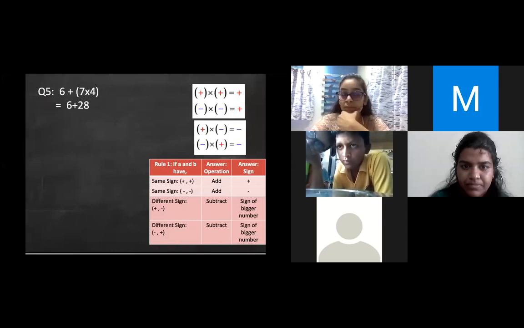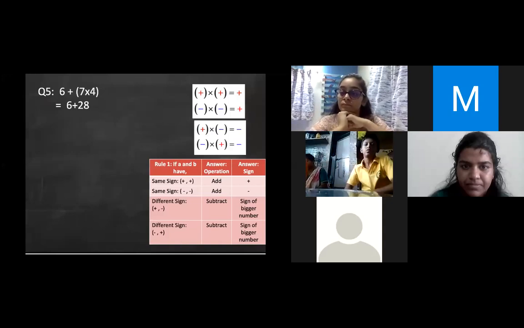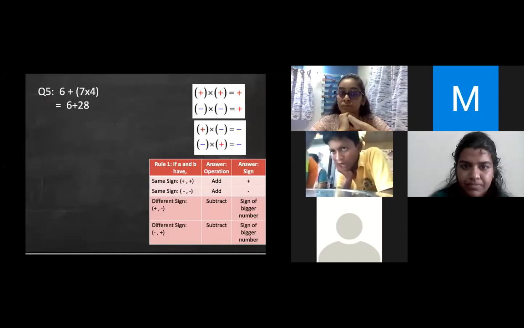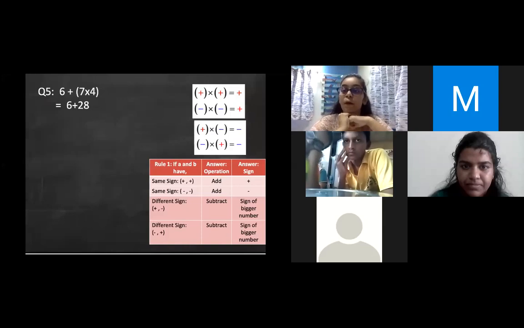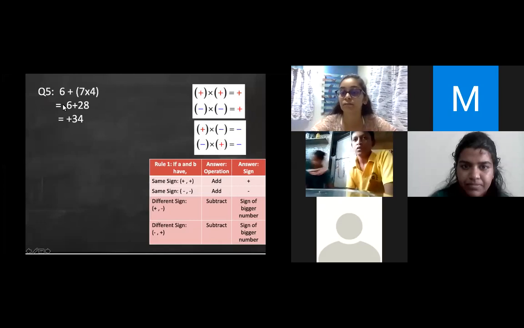Now, what will be the final answer? 33. Positive 33, right? Because you have to assume that in front of 6, it is a positive number. So you will add both the numbers and your final answer will be a positive number. Like Zainab said, but 28 plus 6 will not give you 33, it will give you 34. Okay, Zainab?